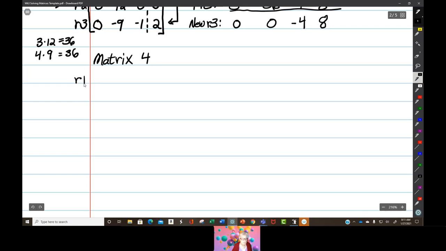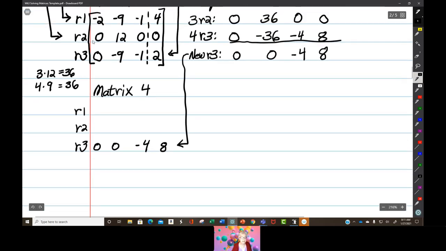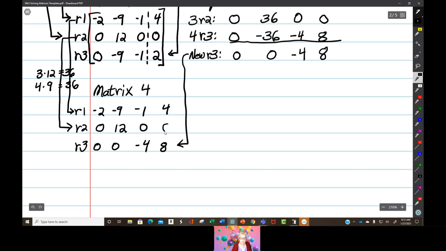Row 1. Row 2. Row 3. This guy comes down here, goes there: 0, 0, negative 4, and 8. Now, row 1 and row 2 come from the matrix immediately above. Row 1 comes down here: negative 2, negative 9, negative 1, and 4. And row 2 comes immediately down to here: 0, 12, 0, 0.